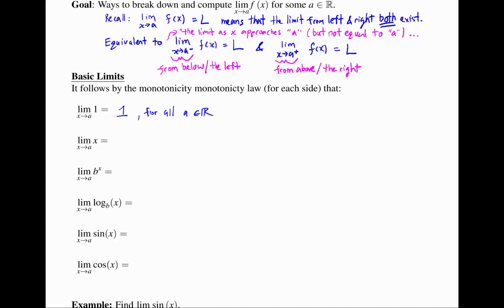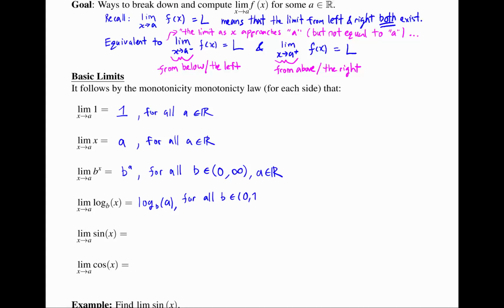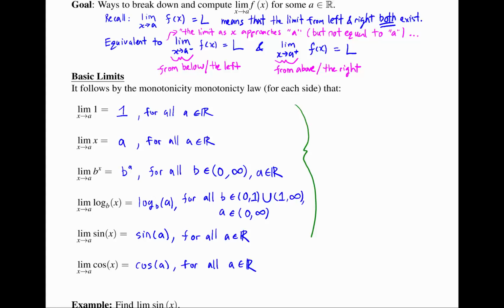And that would be for any a. The limit as x goes to a of x is equal to a. The limit as x goes to a of the exponential function b to the x is b to the a. The limit as x goes to a of log base b of x is log base b of a. The limit as x goes to a of sine x is sine a, and similarly for cosine. Notice in all these cases, to obtain the actual limit, we just substitute in x equal to a.